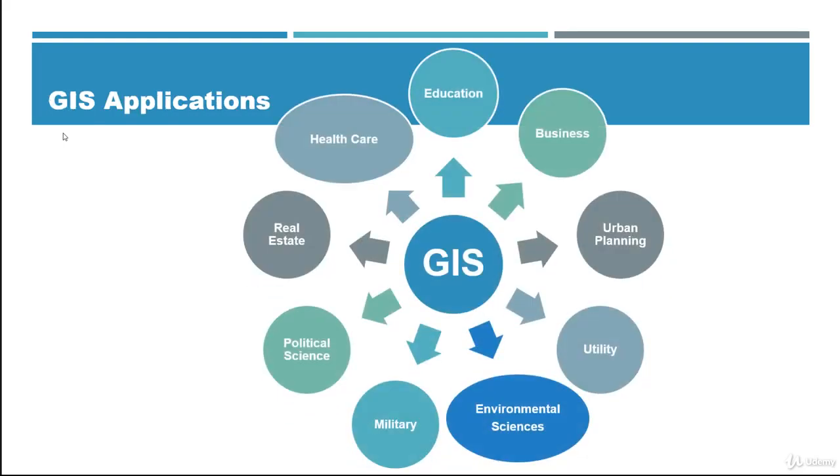Many disciplines can benefit from GIS technology. This includes healthcare, education, business, urban planning, utility, environmental science, military, political science, and real estate.